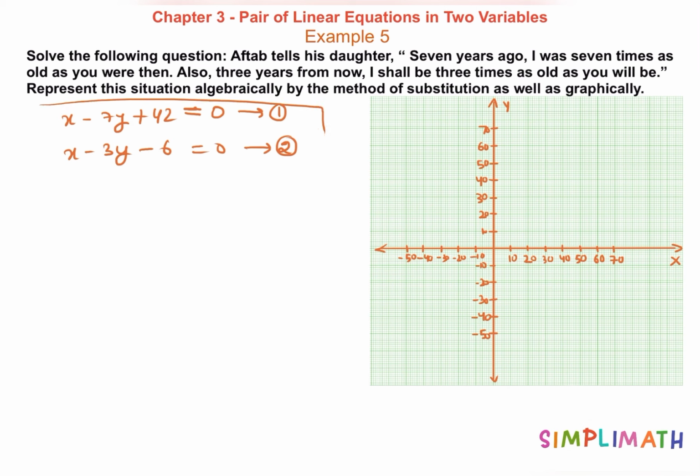Now these are the pair of linear equations we had obtained. Now from equation 1, if we start plotting the points, we can see when x is equals to 0, y equals to 6. When x is equals to minus 42, y equals to 0. When x equals to 42, y equals to 12.